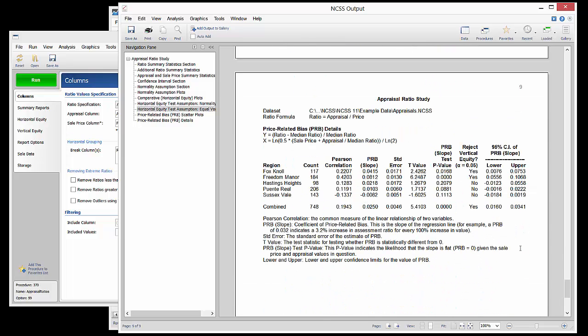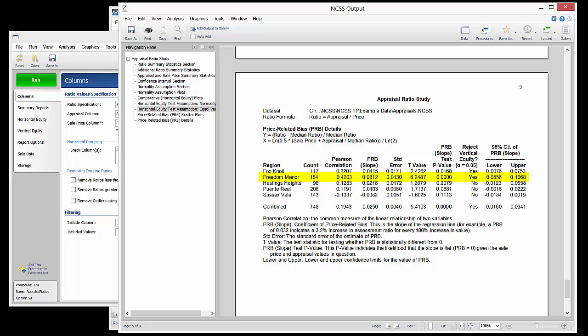The price-related bias details report gives tests of whether the price-related bias slope is significantly different from zero. For slopes significantly different from zero, there is a meaningful interpretation of the slope. For example, for the Fox-Knoll region, the price-related bias is 0.0415, and the test indicates the slope is significantly different from zero. The interpretation may be made that for a doubling in property value, there is approximately a 4.15% increase in ratio.